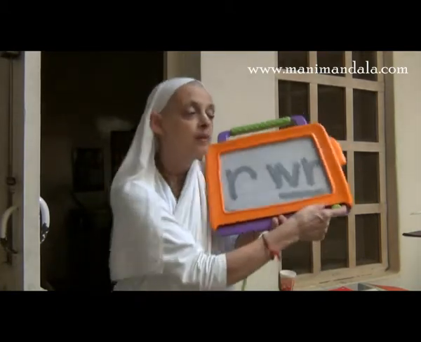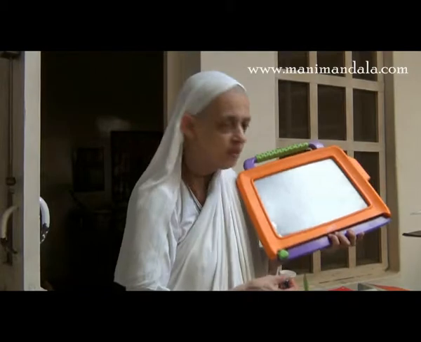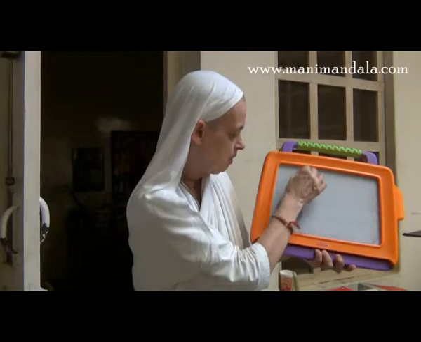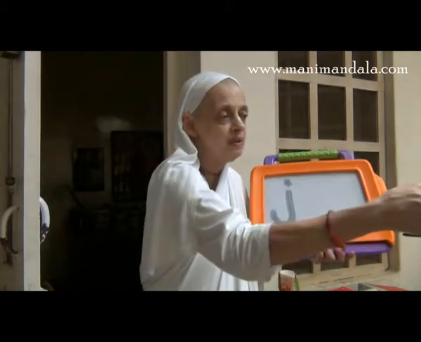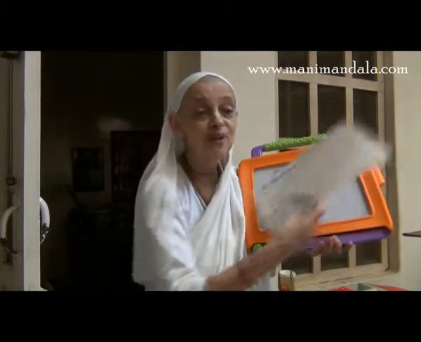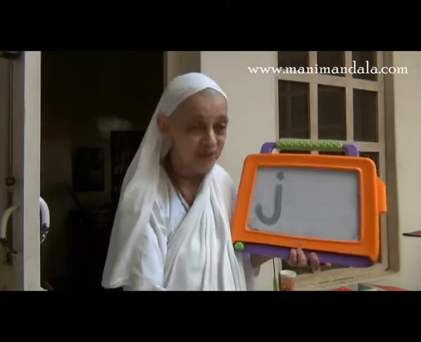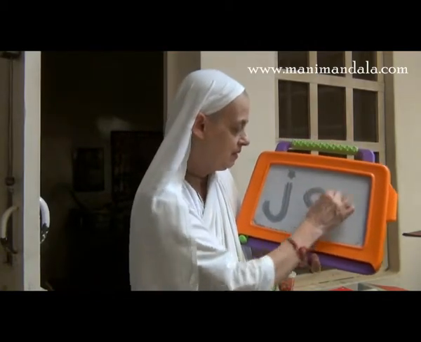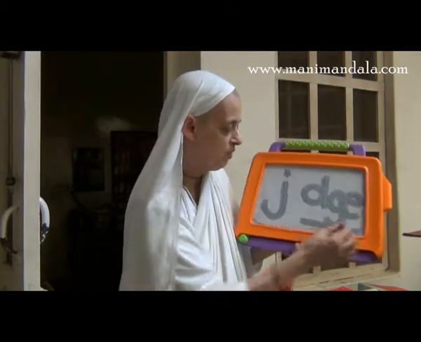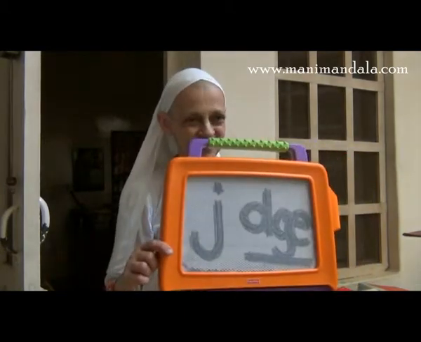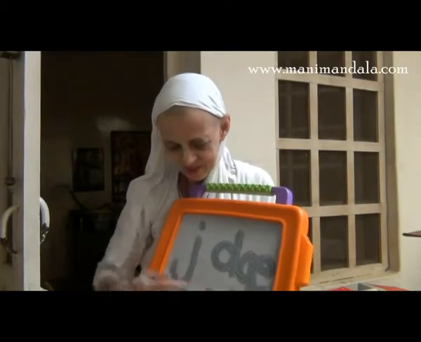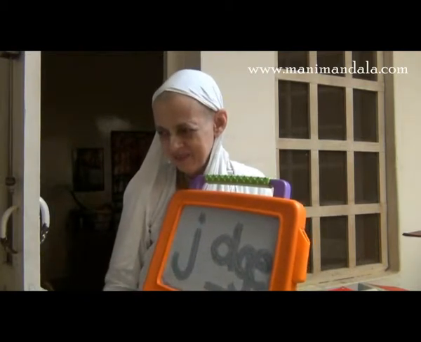Let's try the phonogram J. It's the first line, bottom letter. J. Now go to the opposite of your chart, up here. This is the three-letter J. I don't have so much room for it. Like judge. We should not judge one another. J.